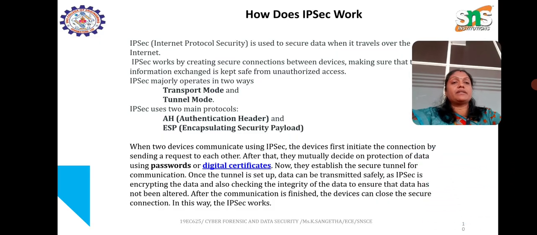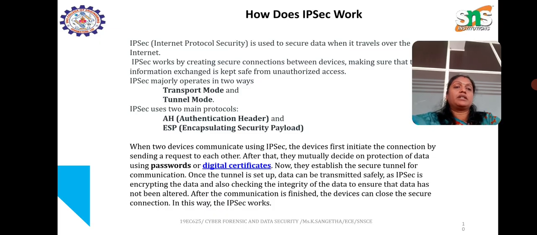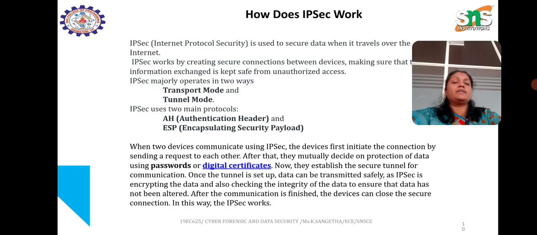When two devices communicate using IP security, the devices first initiate the connection by sending a request to each other. After that, they mutually decide on protection of data using passwords or digital certificates. Once the secure tunnel is set up, data can be transmitted safely, as IPSec is encrypting the data and also checking its integrity to ensure that the data has not been altered. After the communication is finished, the devices can close the secure connection. In this way, IP security works.